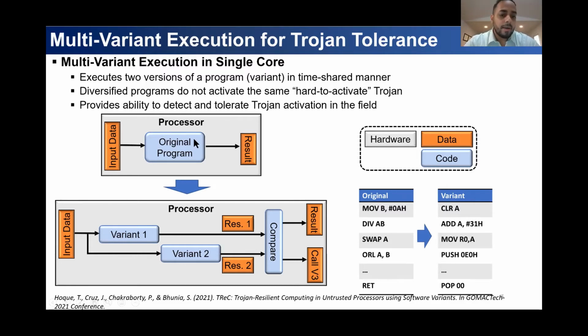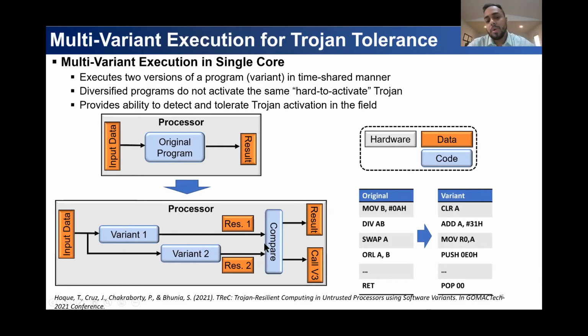Okay. Now, to protect against such a Trojan, what we do is that instead of running the original program, we run two versions of this original program, which we call variants. And these variants are functionally equivalent versions of the original program, but structurally within the code, they are very different from each other. So you can see that we are first running variant 1, and then we are running variant 2, and they are generating some results. And then we are comparing these results.